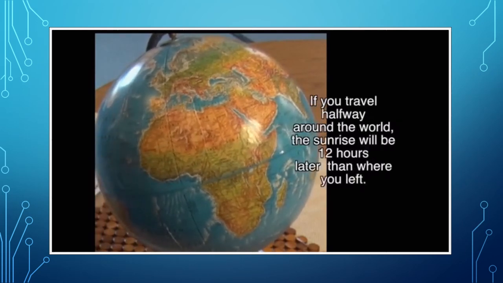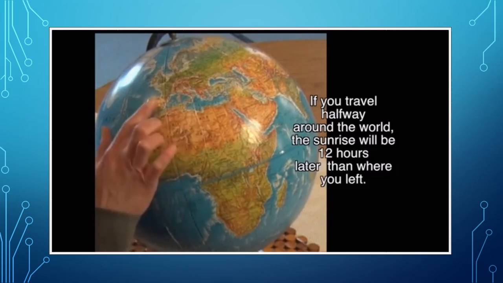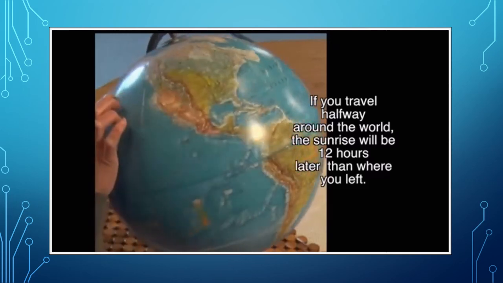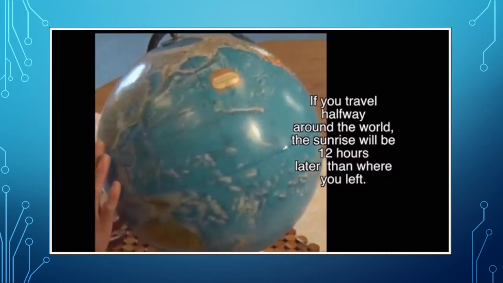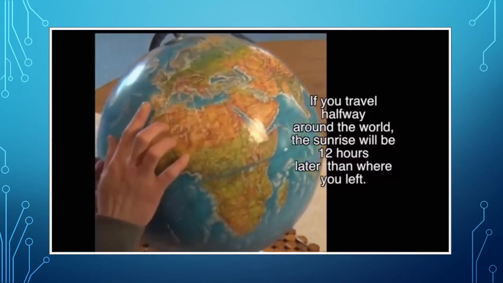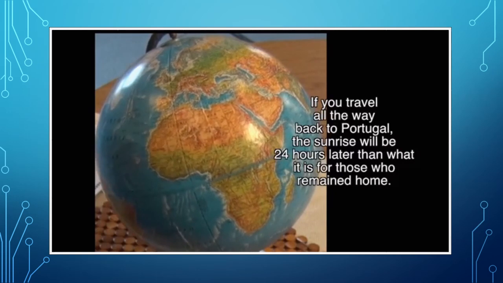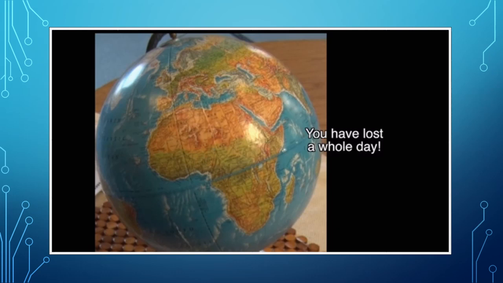By the time you had traveled halfway around the world, sunrise would be 12 hours later than it was in Portugal. And by the time you reached Portugal again, your sunrise would be 24 hours later to you than that of Portugal. By traveling west, you have left the sun behind bit by bit. If you kept an accurate calendar, you would find that upon returning to Portugal, you have missed a whole day.